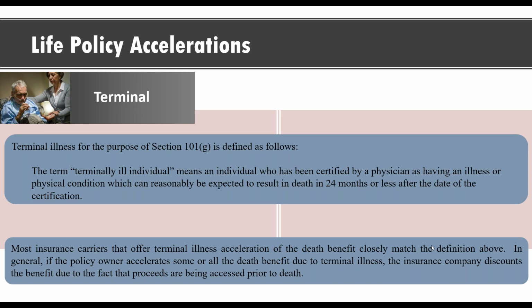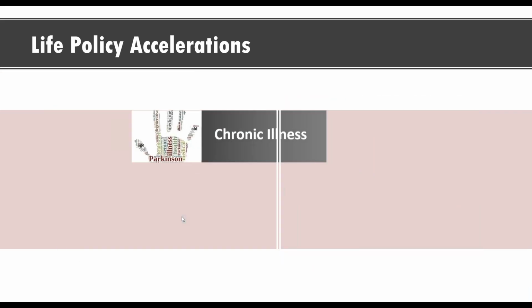And by the way, if it's a life settlement company that provides the acceleration for a terminally ill person, that's also income tax free. The person's got to meet the same definition, certified by a doctor as having a life expectancy of less than 2 years. But if that happens, then a viatical settlement will also be treated as a tax-free death benefit. Let's talk about chronic illness.